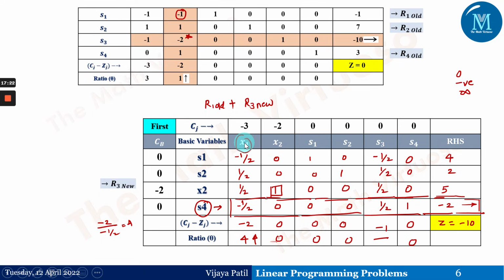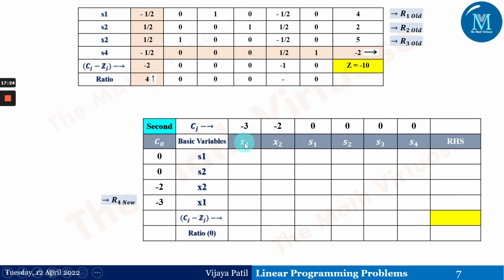Now let us move ahead and check. So this is the table we have from the last step, and if you observe, S1, S2, X2 and X1 are the basis elements. The CBs are 0, 0, -2 and -3. Now we have to make this minus half into 1, because I need this minus half to be 1 over here.